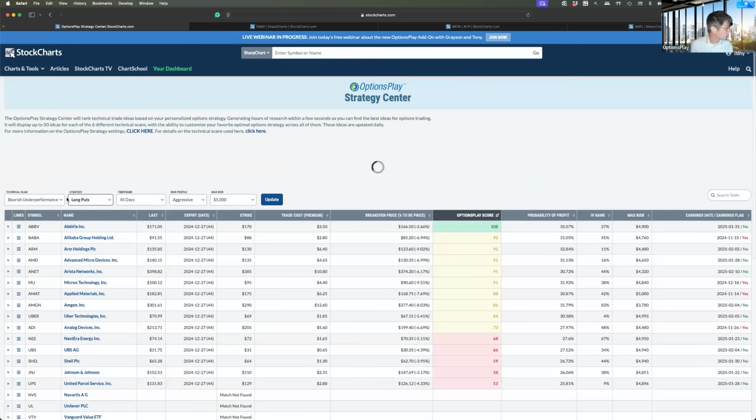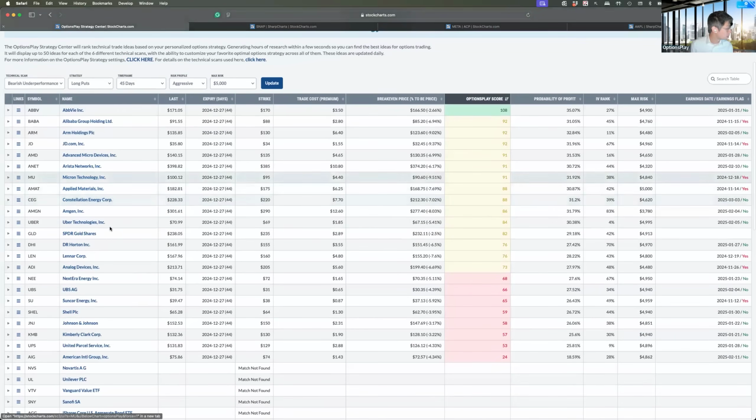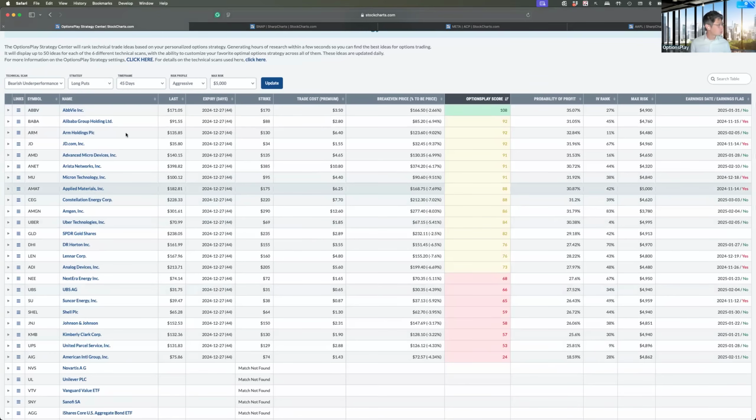It might be still here because it's still underperforming. Let me see if it's not on the list here right now, but I found Microsoft, and it was one of the ones that I quickly was able to structure a bearish trade on.